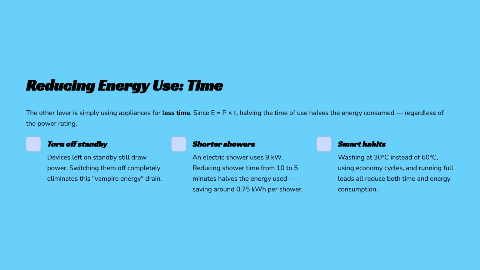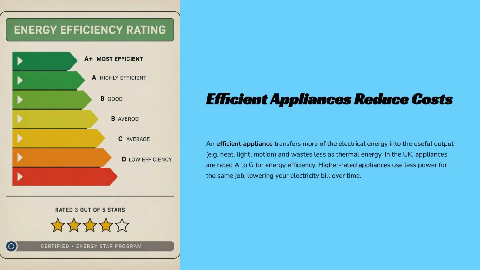Time is just as important as power. You can save energy by turning off appliances at the wall to avoid so-called vampire energy drain, taking shorter showers, or using eco settings on your appliances. Look for energy efficiency ratings when buying appliances.